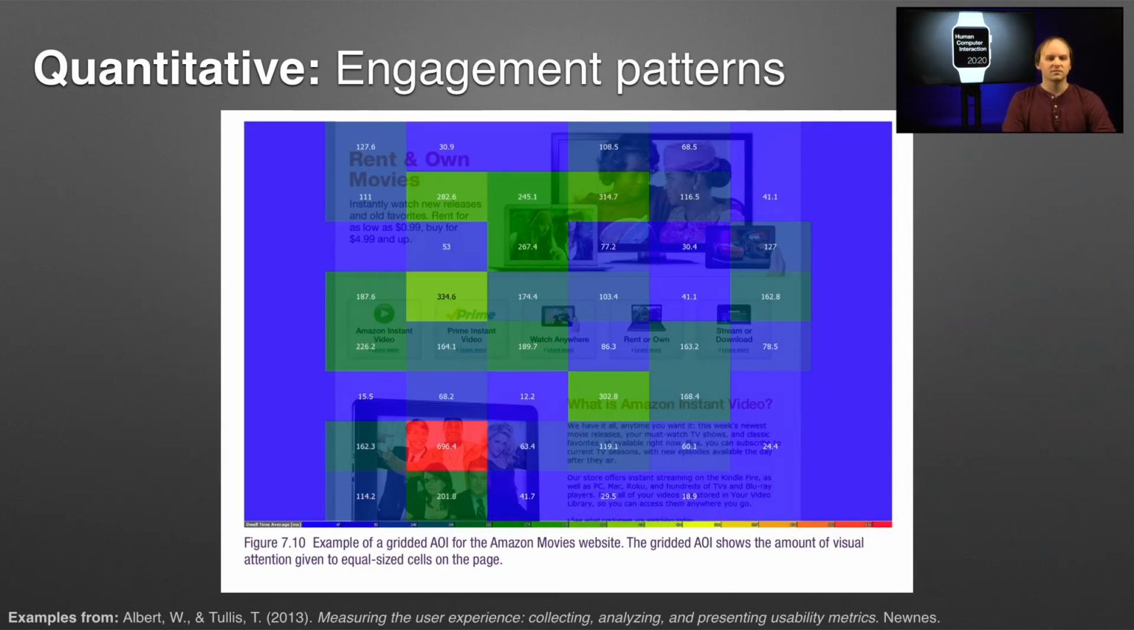You might do something a little more interesting. You might look at engagement patterns. So in this case, this is a grid overlaid on the interface. And what's happened here is they've used eye tracking while the person is looking at the interface or interacting with it, to see where their visual attention is going. This is a really common technique.